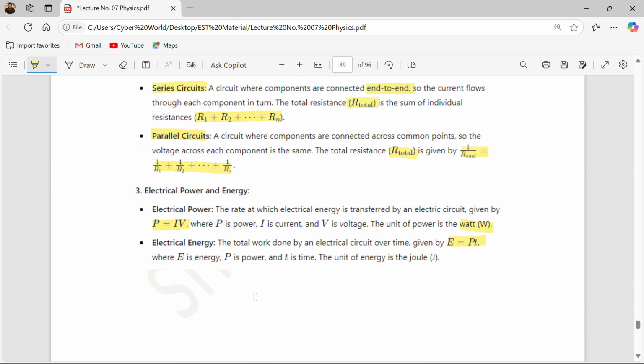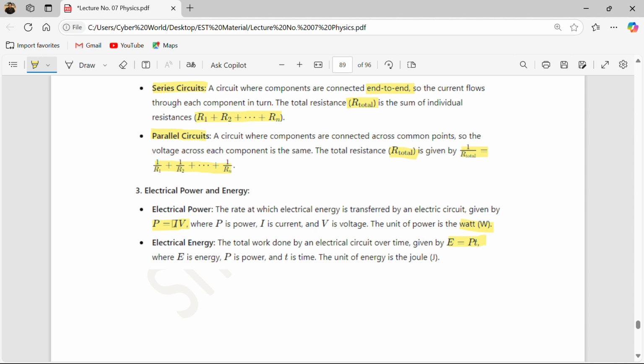Now move on towards electrical power. What is electrical power? Electrical power is basically the rate at which electrical energy is transferred. It should be written as P equals IV. By putting in the values of I and V, you will also get power in terms of resistance. Okay. And the unit of power, we know, is the watt.